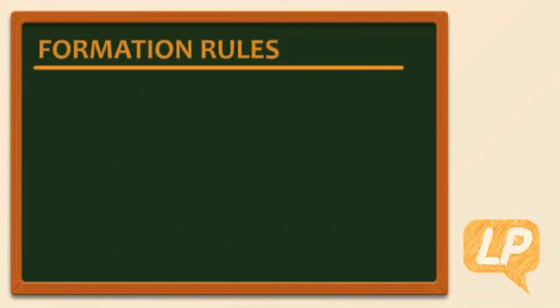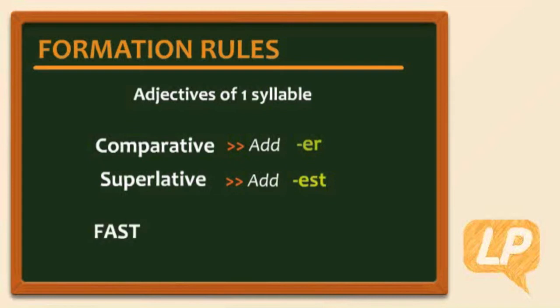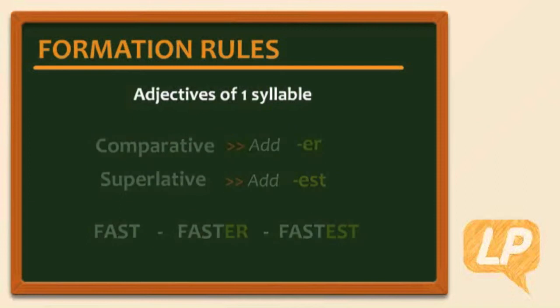Let's take a look at the rules. Formation when the adjective has one syllable. We add ER to the adjective for the comparative and EST for the superlative. For example, fast, faster, fastest.